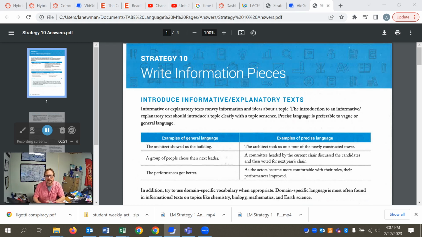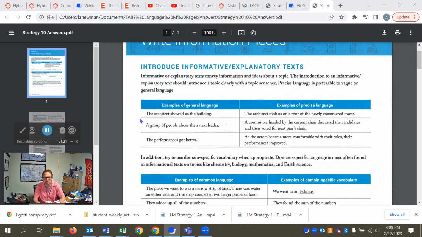Informative or explanatory texts convey information and ideas about a topic. The introduction to an informative or explanatory text should introduce a topic clearly with a topic sentence, kind of like with opinion pieces, but this one doesn't necessarily communicate opinion. Precise language is preferable to vague or general language. And this is one of the focuses actually of this lesson, is choosing language that is precise rather than vague or generic. And so in our chart, we've got some examples of generic or vague language converted over into the kind of precise language that would fit in an informational piece.